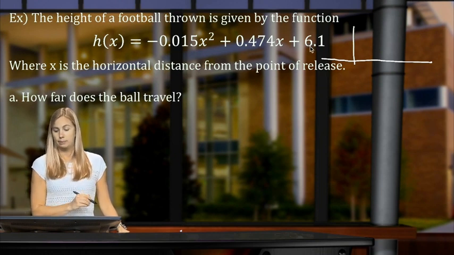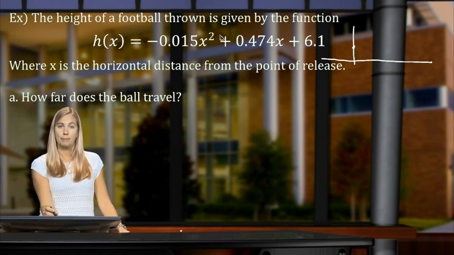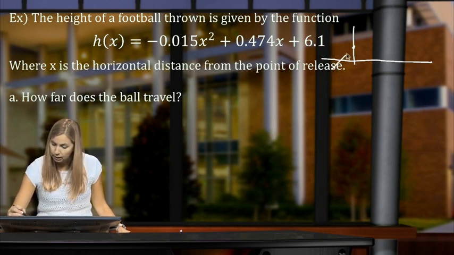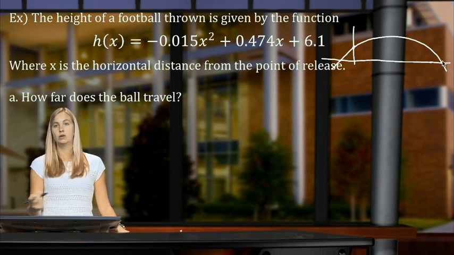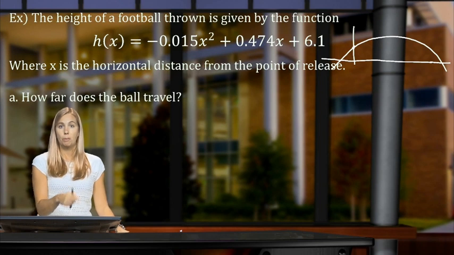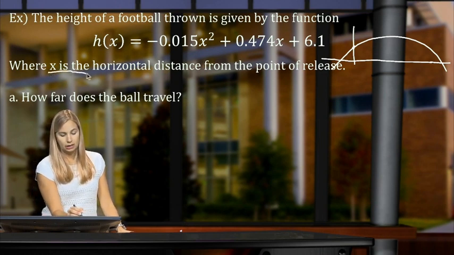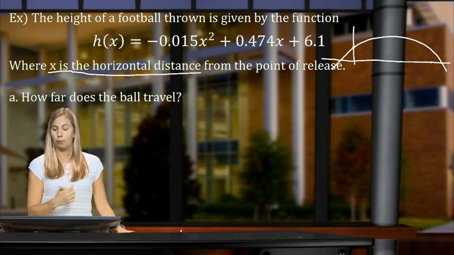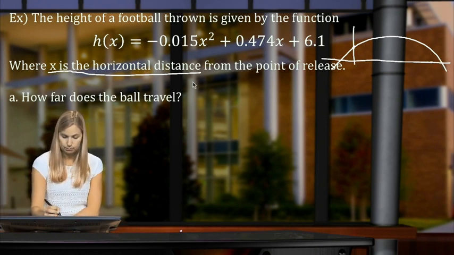Now, we know enough about quadratic functions to get an idea or sketch this graph. We know that the y-intercept is going to be 6.1. We know that it's a quadratic, so it's going to look like a parabola because of that x squared, and we know it's going to open down. So our graph is going to look something like this. Now, just knowing what this graph looks like can help us in identifying how we're going to answer these questions. The first one is, how far does the ball travel? Since x represents the horizontal distance from the point of release, that's going to indicate how far the ball traveled. So if I want to know how far the ball traveled, we need to find our x-intercept.